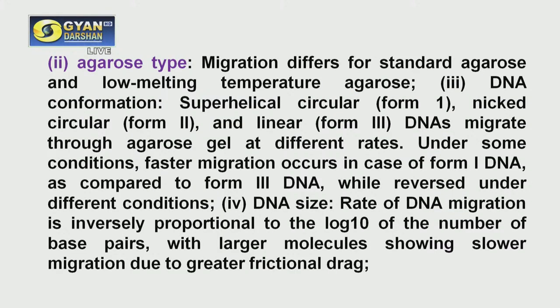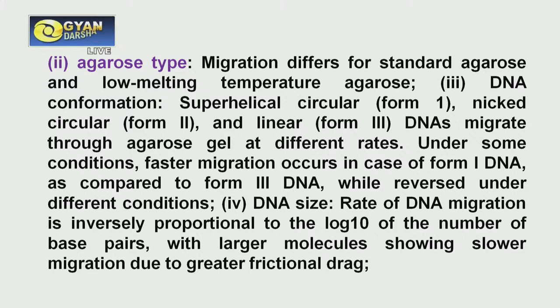Agarose type, that is, whether you are using a normal agarose or a low melting temperature agarose. It depends on the type of agarose. DNA conformation. Whenever you are visualizing a plasmid DNA in an agarose gel, there are 3 different forms: superhelical circular, nicked circular, and linear form. So normally the plasmids will come in these 3 forms in an agarose gel, which I will show later.